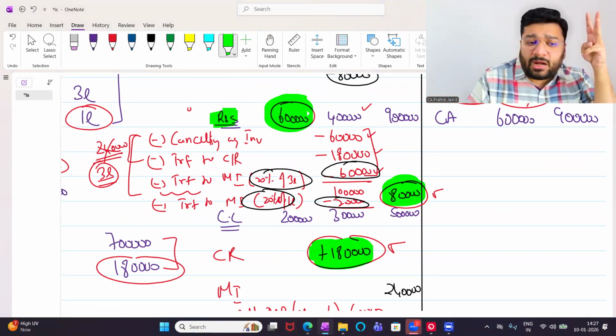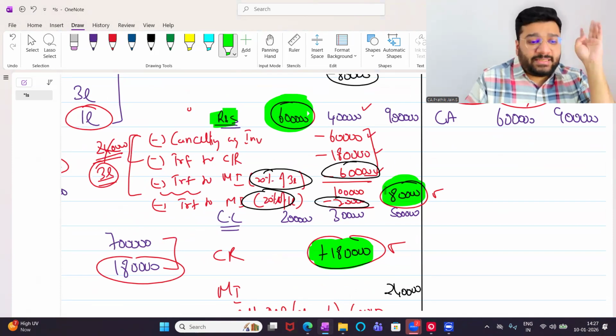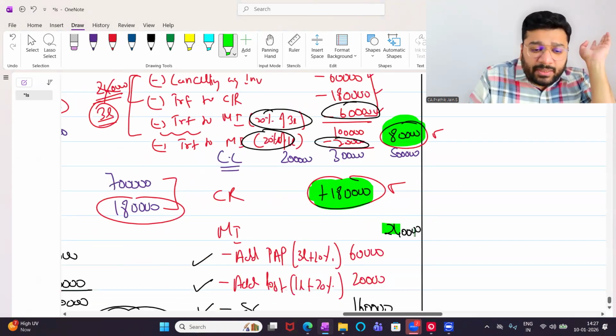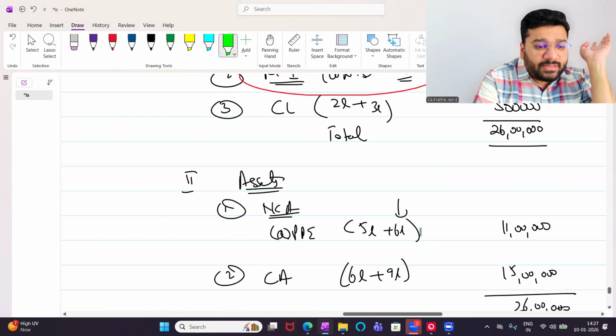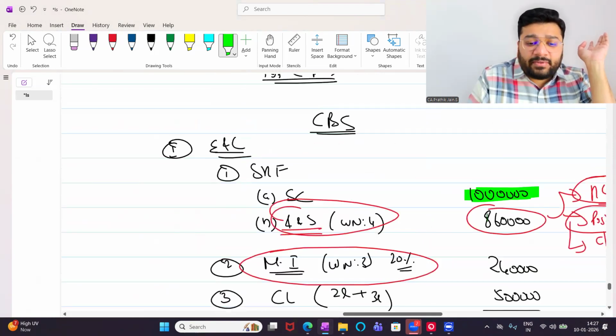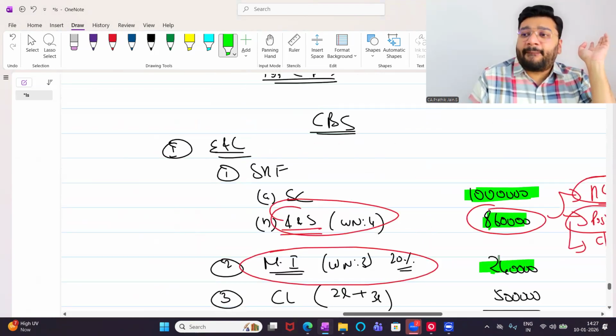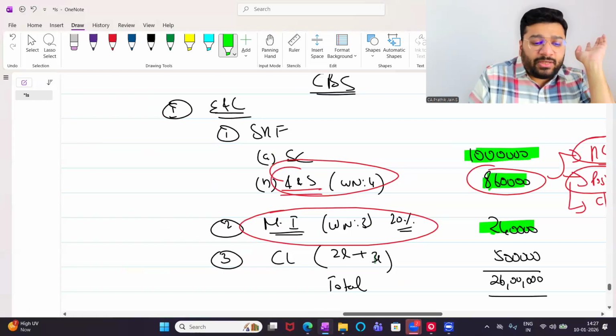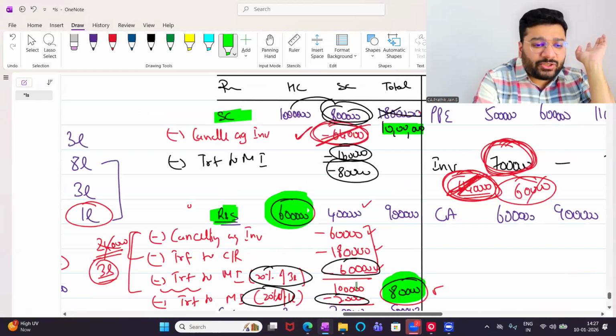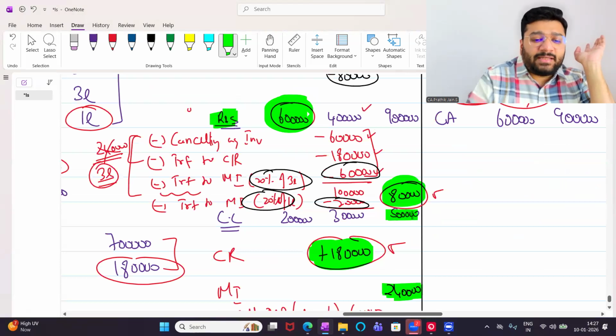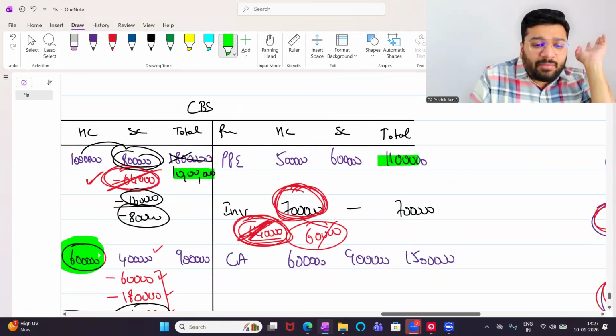So both put together how much? All the 3 put together how much? 860. Minority interest how much? 240. Same thing we got here. 10 lakh, 860, 240. Rest all no problem. Just addition only. Current liability addition. Rest all is just addition. Rest all will come as it is. 5 lakh will come as it is. 11 will come as it is.